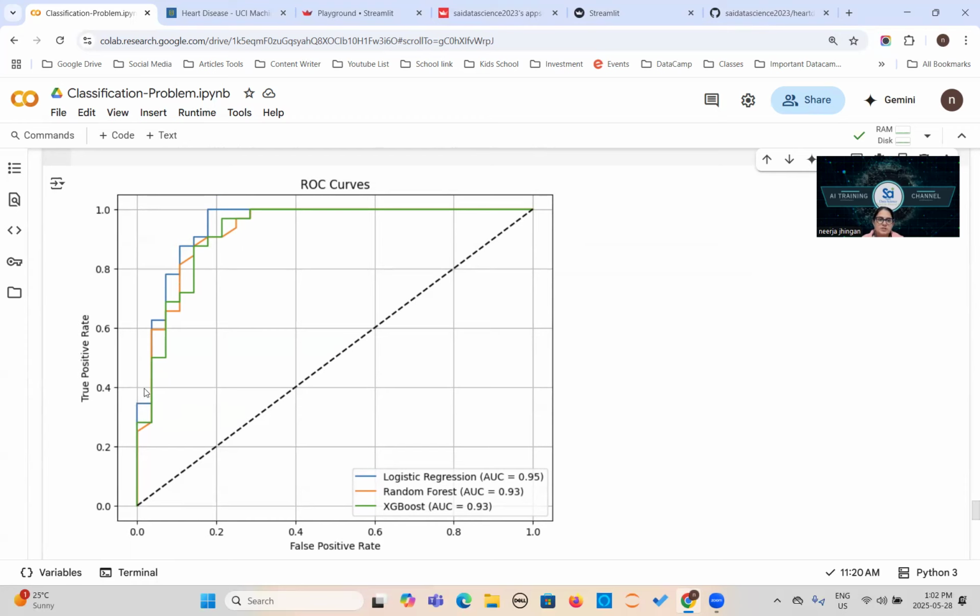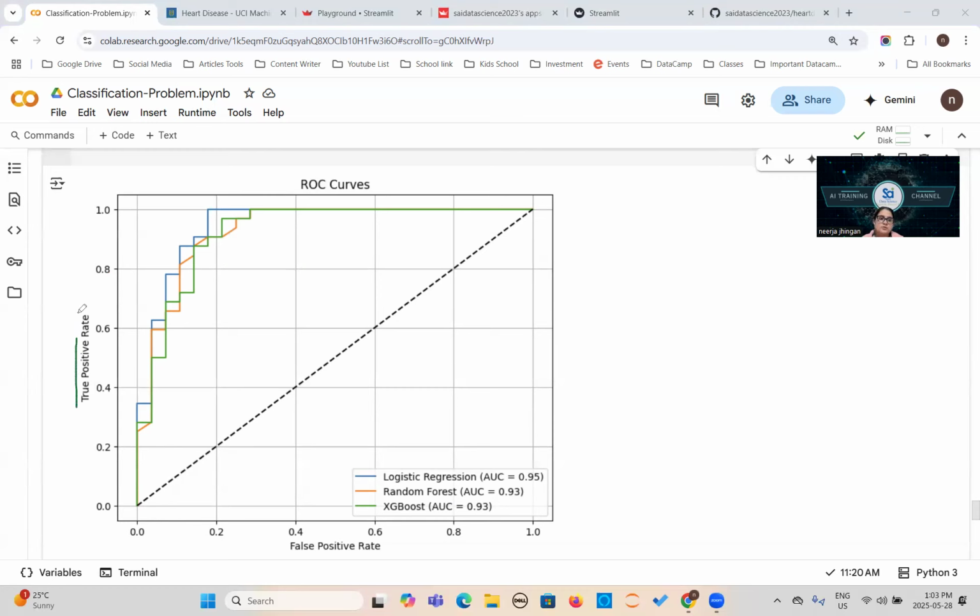Now look at the blue logistic regression. It starts here, bends, and then goes up here to one. This is near 100% accuracy, right? And then this is your random forest. This is covering less area, but your logistic regression is covering more area. Let me open my annotate. So look at this. Your blue line is covering more area, right? But your orange line is covering less area than blue, and green is covering less area too, right?